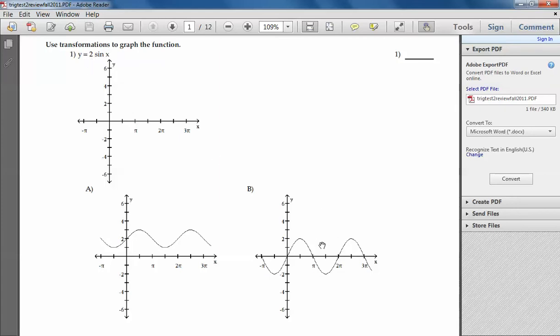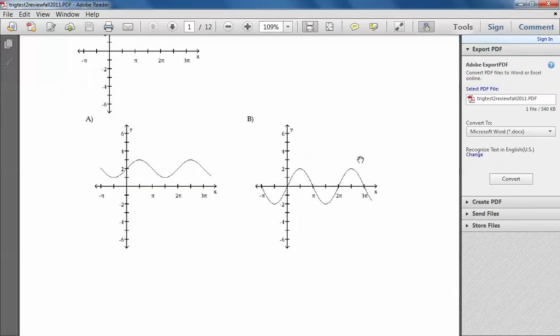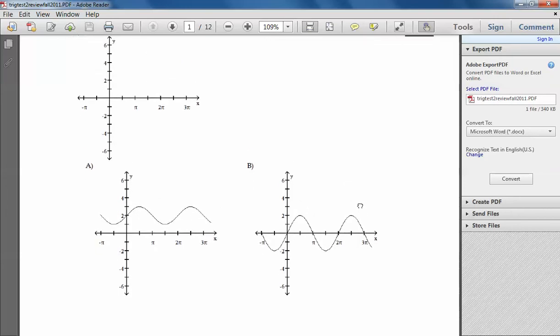Alright, so if we look here, you can see that B would be your answer because you see cross at 0, 0, your high point's 2, your low point's negative 2, and one complete period would be starting at 0, ending at 2 pi. Alright, so that one would have to be B.